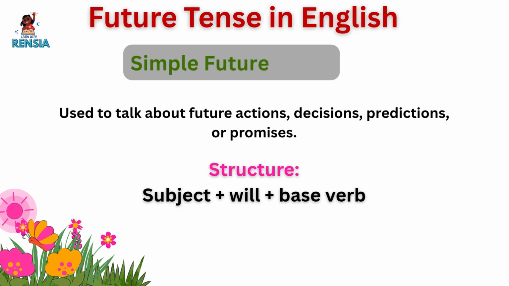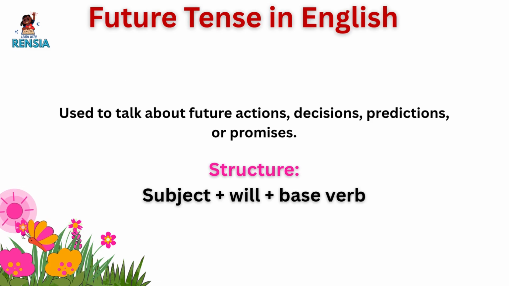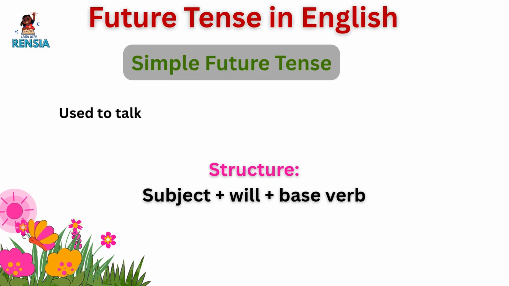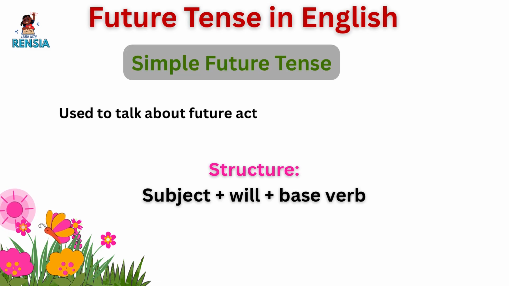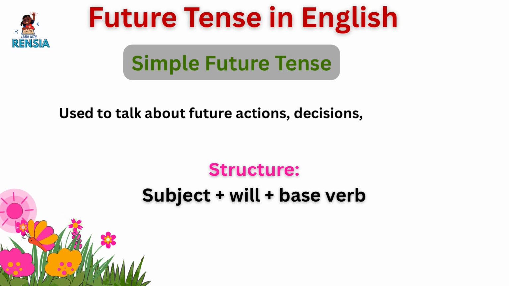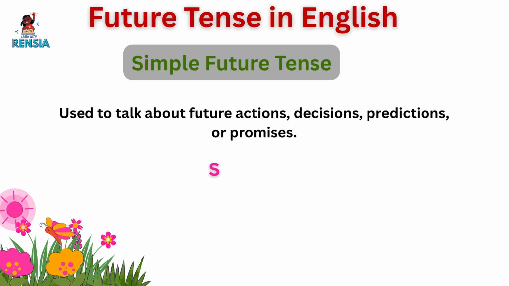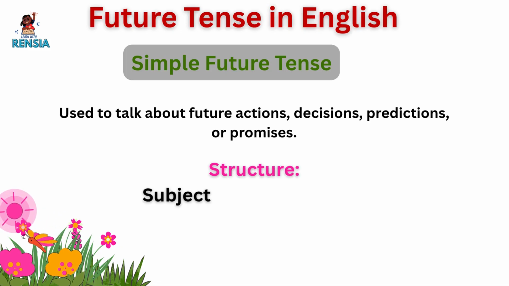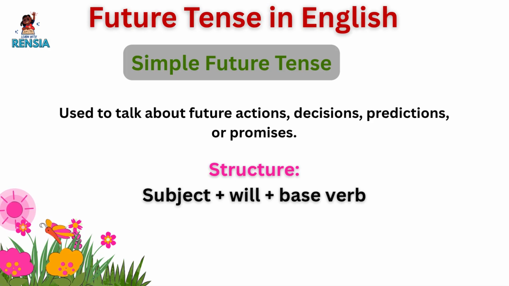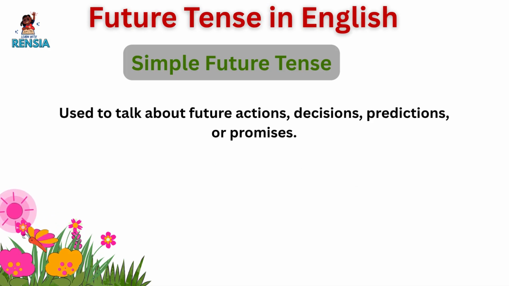1. Simple future tense. Used to talk about future actions, decisions, predictions, or promises. Structure: subject plus will plus base verb.